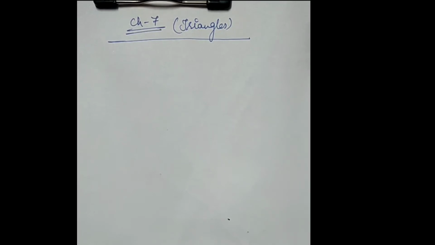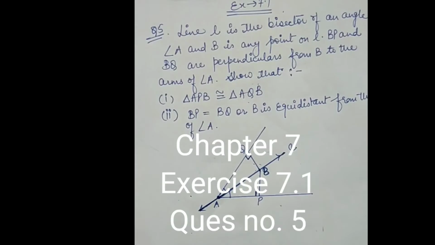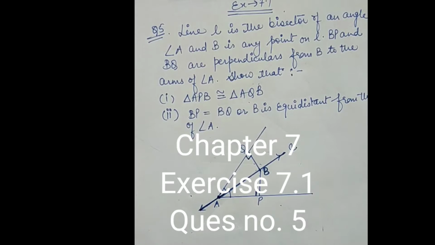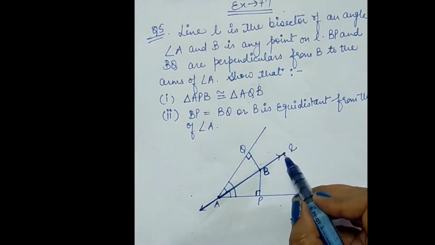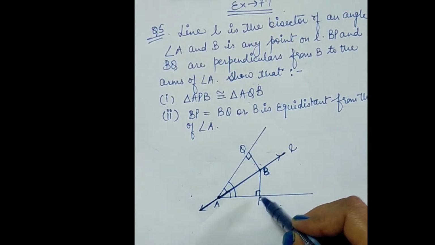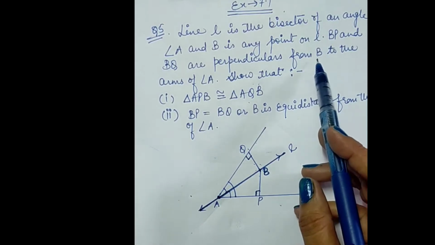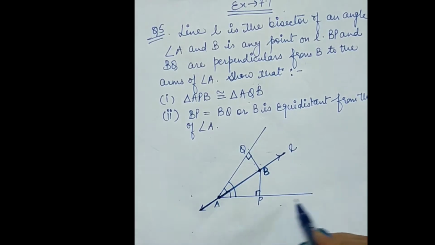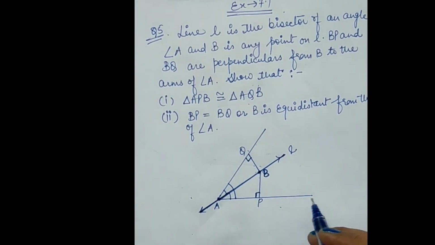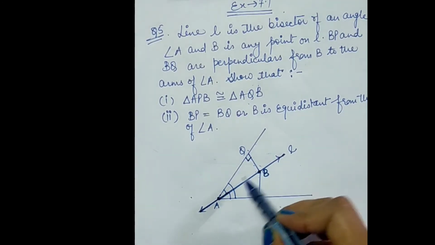Today we will be doing chapter 7 triangles, question number 5, 6 and 7. Now this is question number 5. Line L is the bisector of an angle A and B is any point on this line. BP and BQ are perpendiculars from B to the arms of angle A. Show that triangle APB is congruent to triangle AQB.